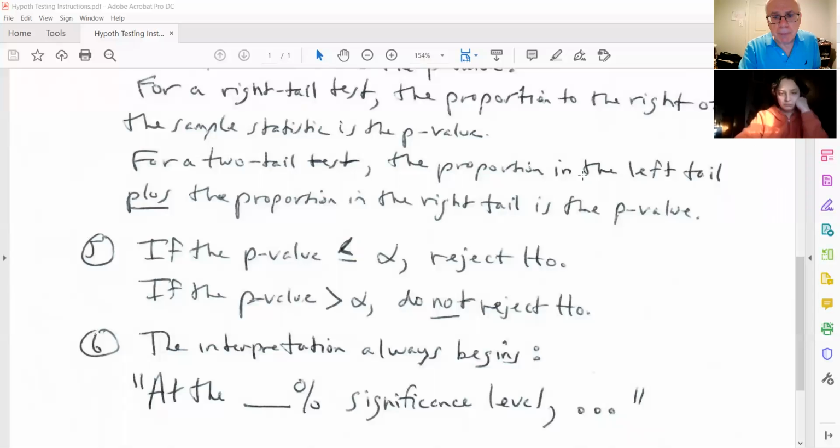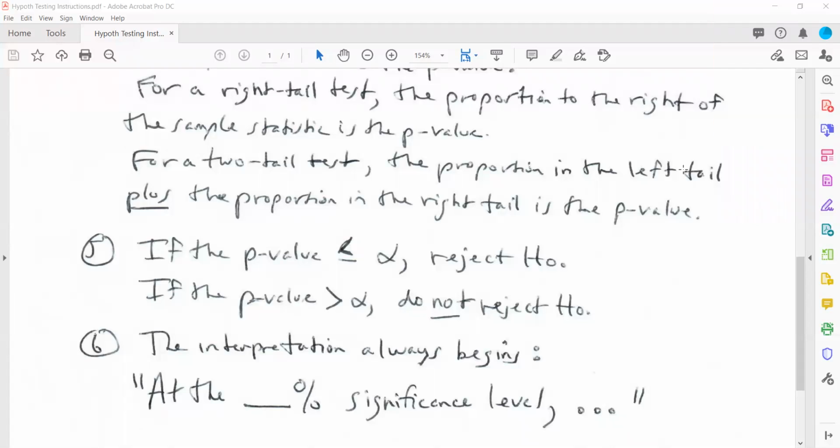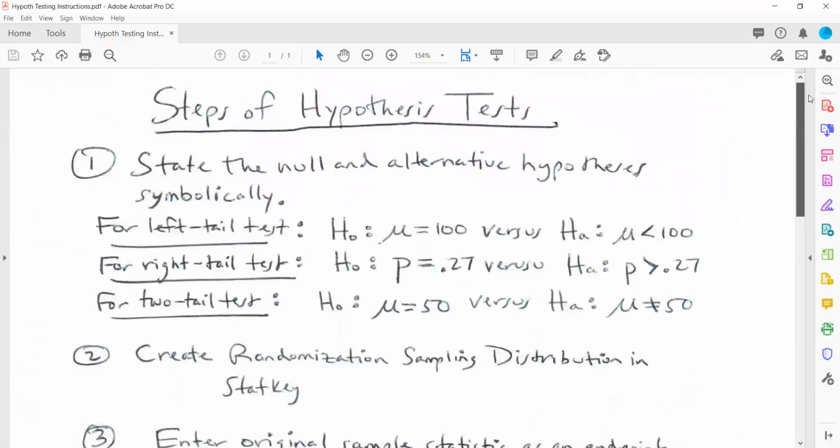Okay, so that's it. What I'm going to do is, I created a little bit of a handout, which I'll post. I'm calling this hypothesis testing instructions. It is a simplified version of what you would do if you were taking a regular statistics course, but it still involves several steps.